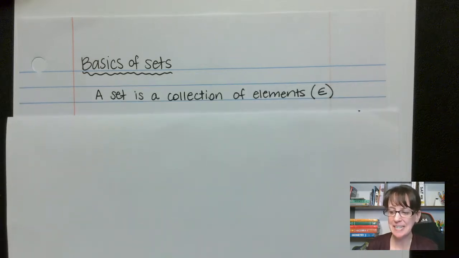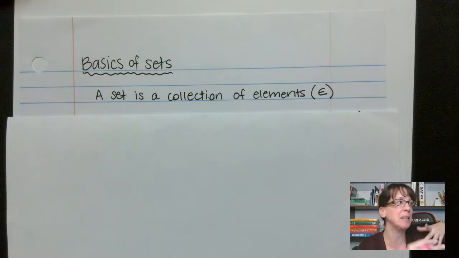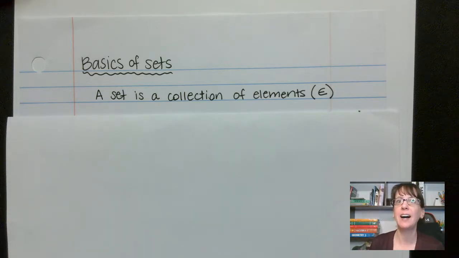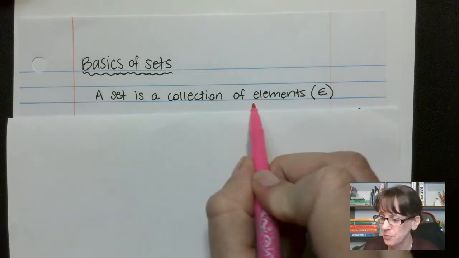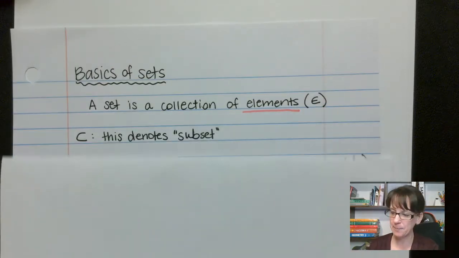First things first, a set is just a collection of elements, and elements can be anything. They can be numbers, they can be letters, they can be items. We just gather them all together, and when we do that, we call that a set. So the first word that you're going to want to know is elements, and it's denoted with that E there.